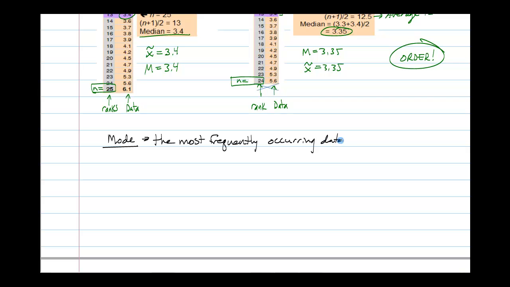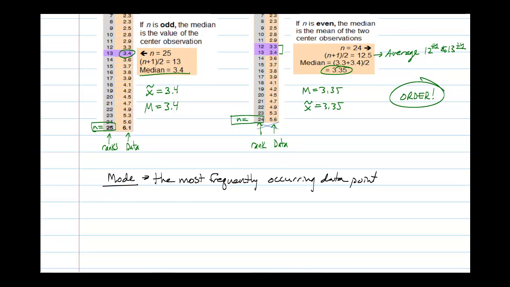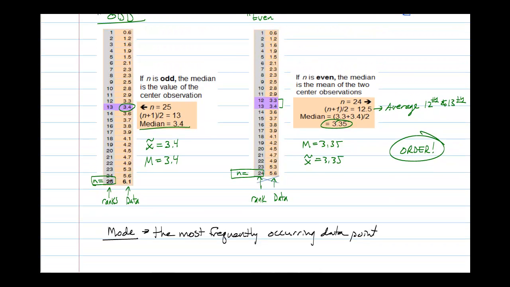Now the bad thing about the mode is it only takes into account what happens the most often. It doesn't take into account other data points. So for instance, up here, when we were calculating the median, I really only used these middle values, but I did use the ranking of all the other data points. Now remember, in the mean, I used every single value in the calculation. Here, I'm just using the ordering of the values.